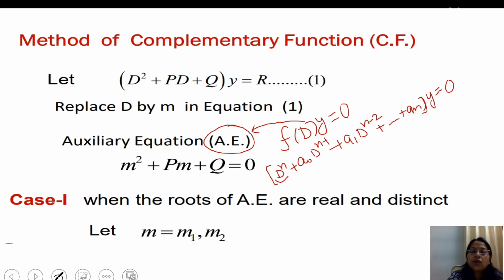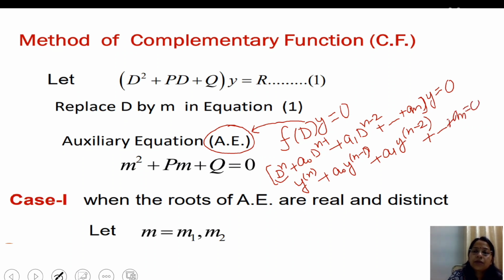These are differential operators. So when this is operated on y, I have the nth derivative plus a naught times the (n minus 1)th derivative plus a1 times the (n minus 2)th derivative plus and so on, plus an times the zeroth derivative, that is equal to 0.